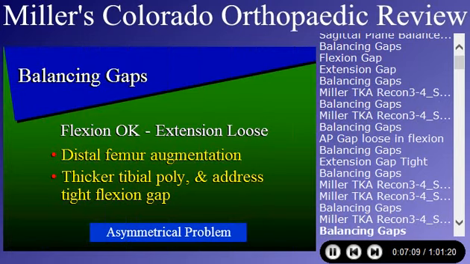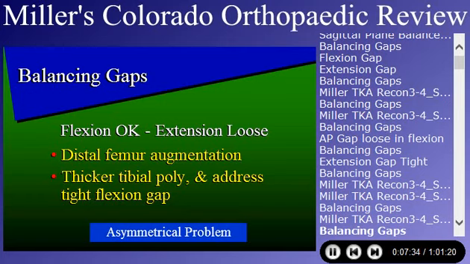Another gap problem, flexion is okay, extension is loose. This is another way you can work with a couple options. Just remember, though, the rule, it's an asymmetrical problem, so you're going to deal with the femur. The most logical answer here would be your extension gap is too loose, so you add more distal femur with some distal femoral augmentation.